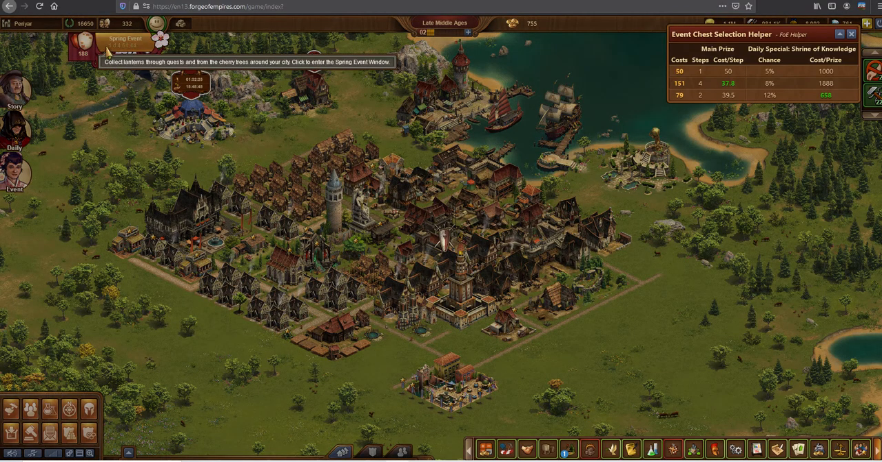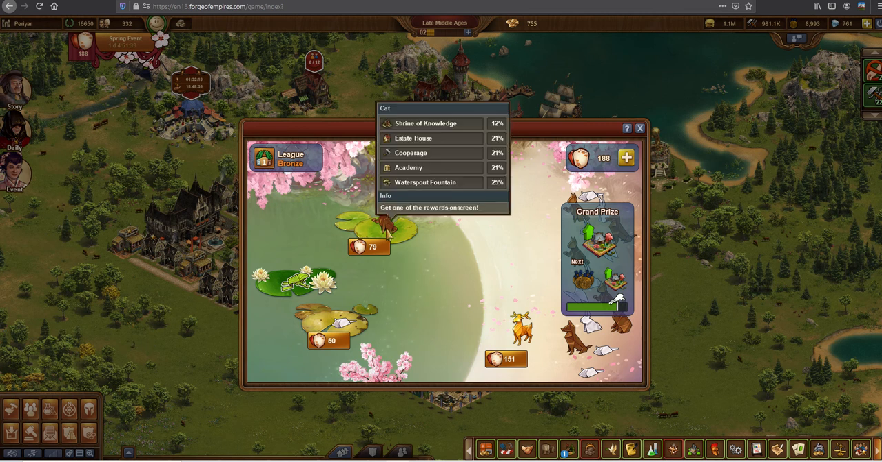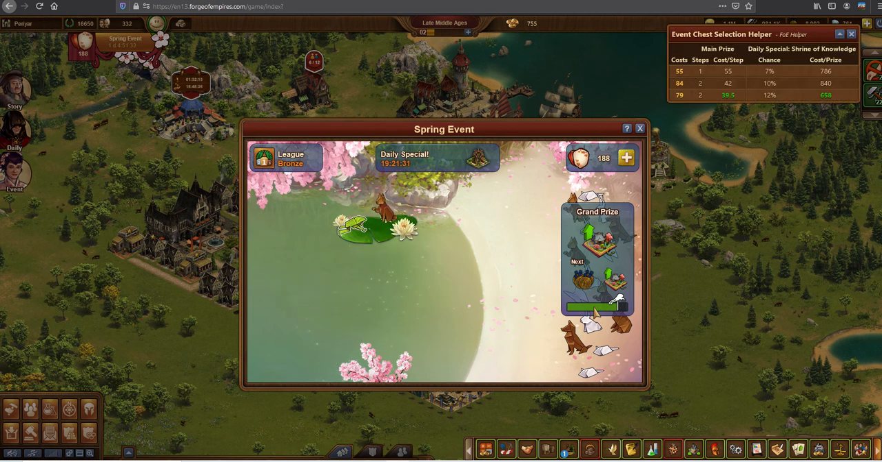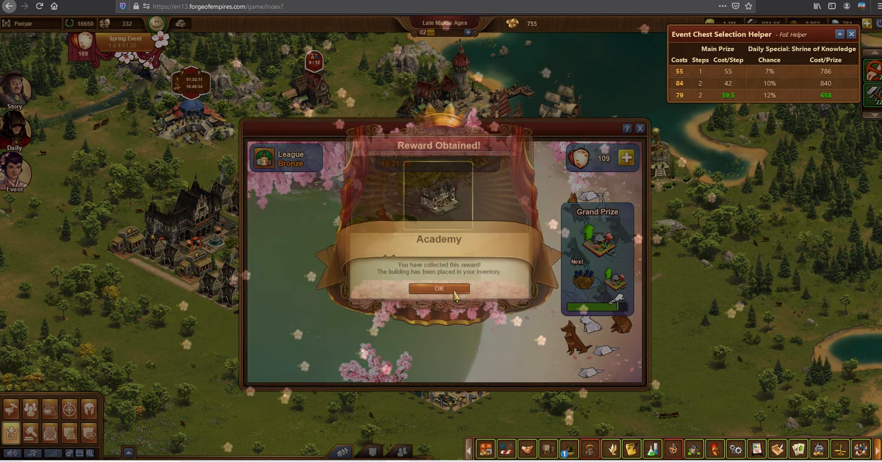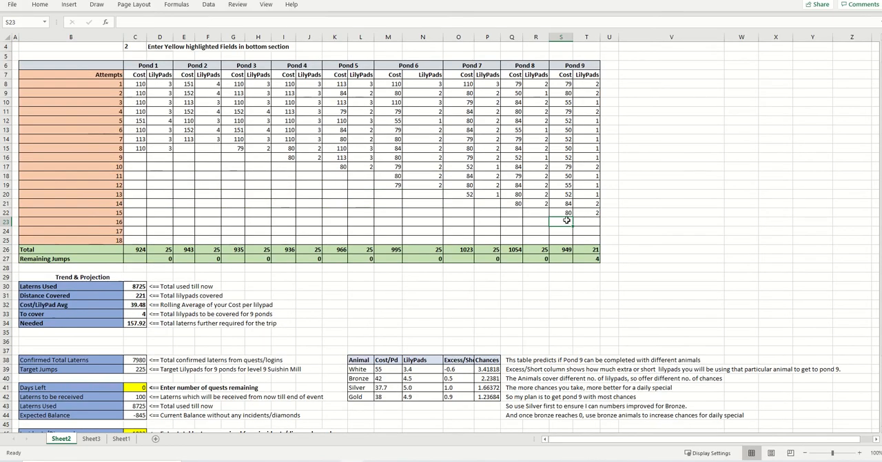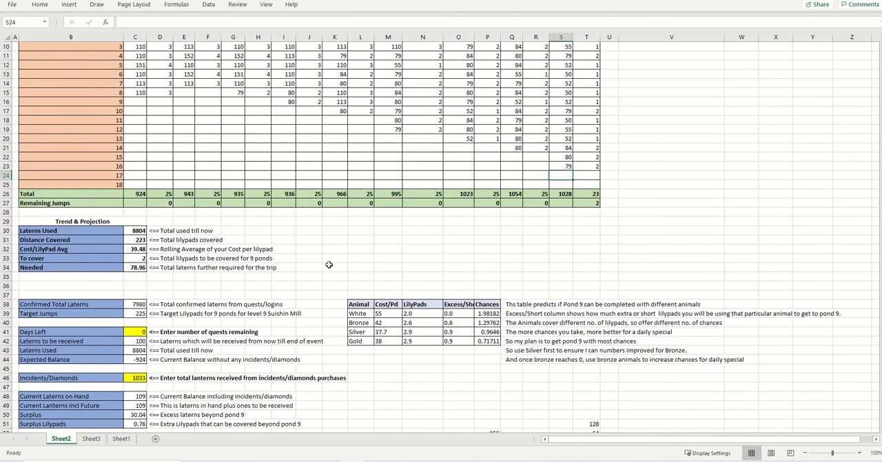Oh, that was it. I can go directly with that. But I'll go with this. So 79. Academy again. So now I'm at the final 2. I've got 100 lanterns.